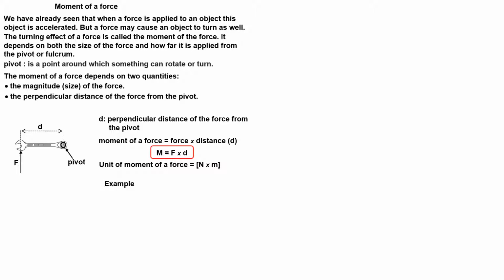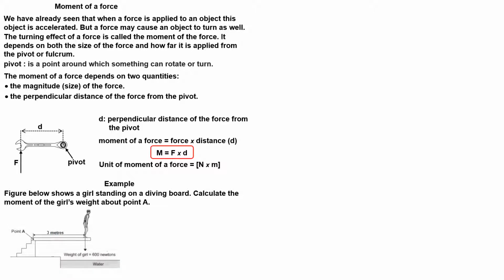Example. Figure below shows a girl standing on a diving board. Calculate the moment of the girl's weight about point A. The perpendicular distance of the force from the pivot is 3 meters. The force is 600 newtons. Take the formula and substitute the values. The moment is 1,800 newton meters.